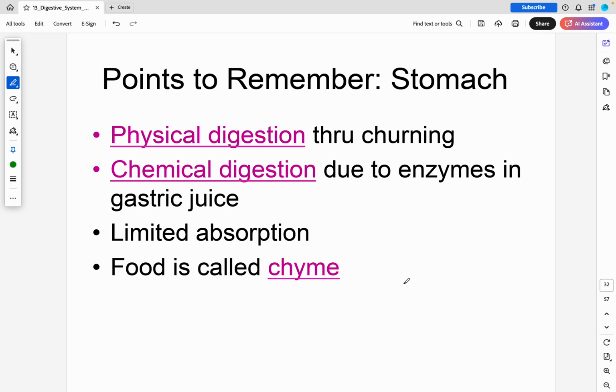So, important points to remember. In the stomach, physical digestion occurs via churning. The physical movement of the stomach actually allows food to be physically digested, and chemical digestion is facilitated via the presence of gastric juices. There's limited absorption happening in it because mostly absorption takes place in the small intestine. And food in the stomach is now called chyme.